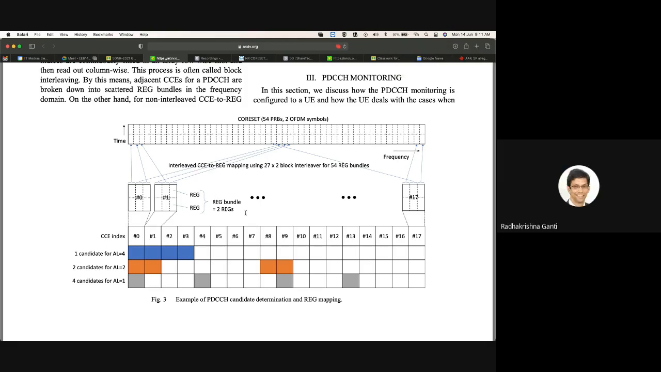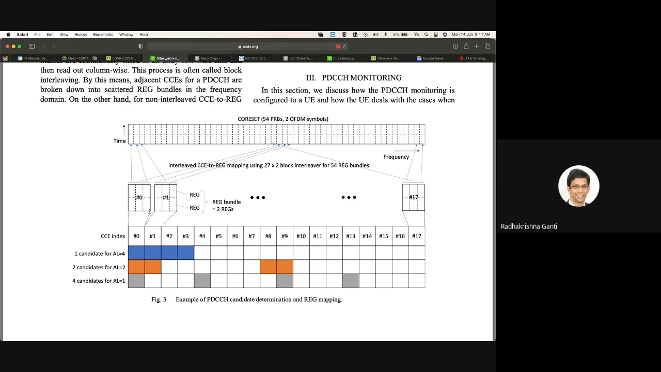So let's understand this figure. This is an interesting figure. So you have the core set, which is some time frequency resources. They are REGs. There are multiple REGs in this. A set of these REGs form the REG bundle. So here, this is an interleaved CCE to REG mapping.